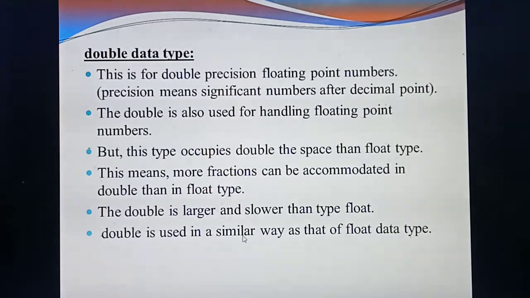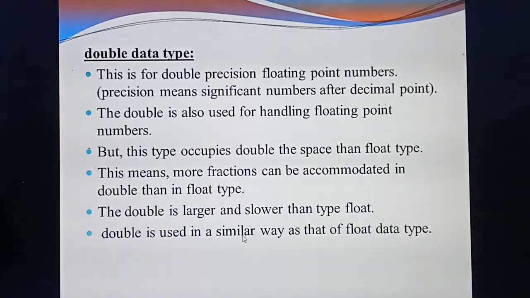After the decimal point, if you need to represent some significant numbers, which data type should you use? Double data type. Normally, for point numbers, which data type should you use? Float. This double data type also comes under the float data type only. But if you need to represent precision after the decimal point, you should use the double data type. So what's the disadvantage here? This double data type will occupy more space, or double the space, when compared to float.